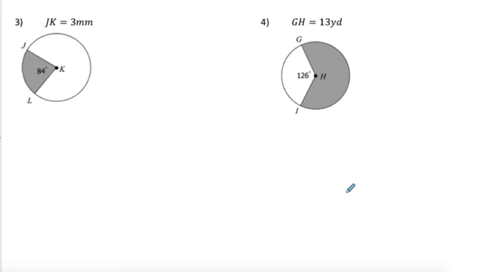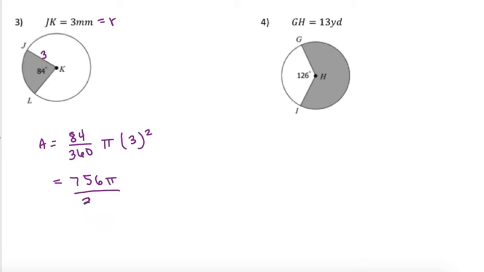Okay, on number 3, J to K. Okay, so again, that's giving us our radius here. And we can find the area by saying we want 84 degrees of our shaded area here of the circle, pi r squared. Go to our calculator here and I get 756 pi out of 361, and that is going to be millimeters squared. I almost said times, but that's just of.